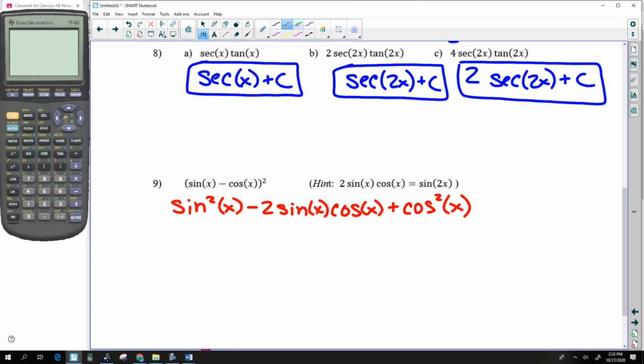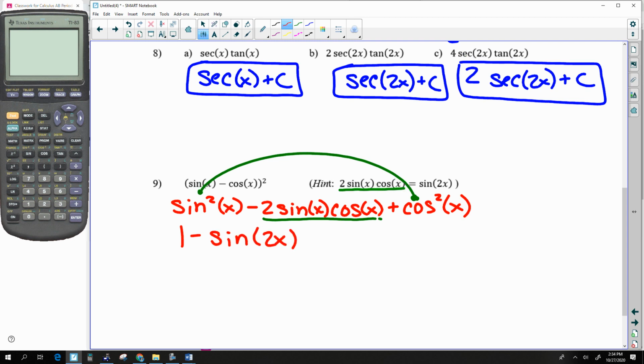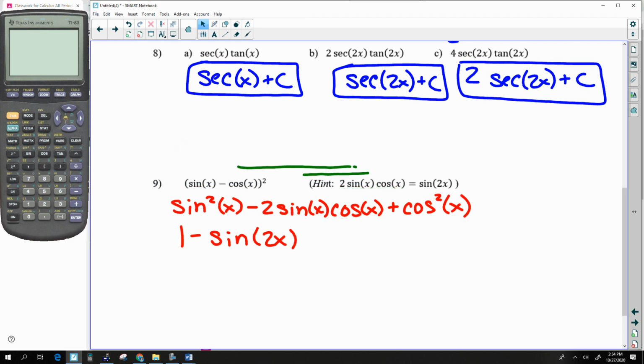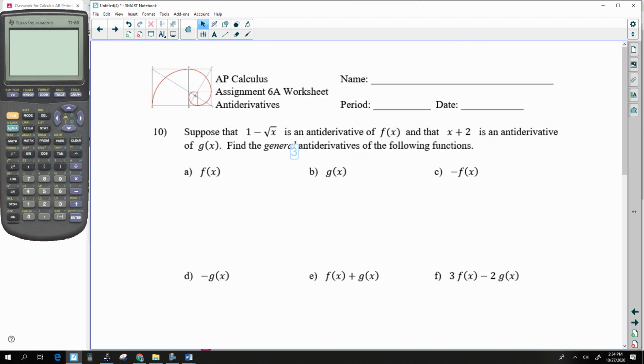All right, some trig things that I can do. Sine squared x plus cosine squared x is 1. And then the one that they give you right here, 2 sine x cosine x is equal to sine 2x. So this has a minus on here, so this is a minus sine 2x. That is the logic behind that right there.